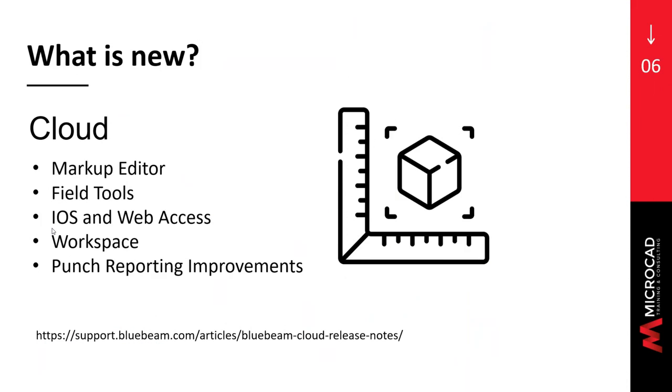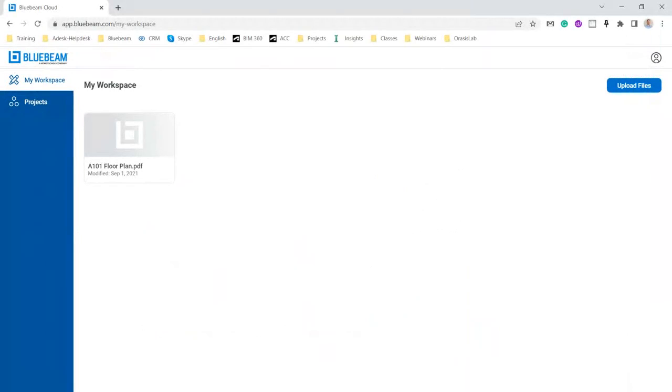Sometimes on ACC and Docs, the connection is a little bit hard to get and to achieve, especially because we are also dealing with Revit models and AutoCAD drawings, right? In this case, as it is full PDF, the speed is going to be a little bit better, right? The workspace is going to be familiar to the one that we have on Bluebeam, and the punch reporting improvements are great. We are going to be able to generate reports of all the markups that we have on our Bluebeam file. So let me go ahead and show you what Bluebeam Cloud is.